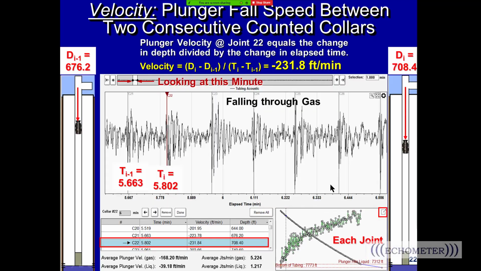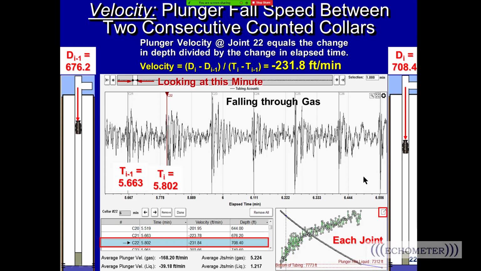So how do we get the fall velocity? Well, it's really just as simple as saying here is the time at this collar echo, and here's another time at this collar echo. So this is 5.663 minutes and 5.802 minutes, and this is the elapsed time if you just take the difference. You know the average joint length, so you can calculate the fall velocity as average joint length divided by the change in time, and that gives us the fall velocity through the joint 21 to 22 collar, and there's our average fall velocity.